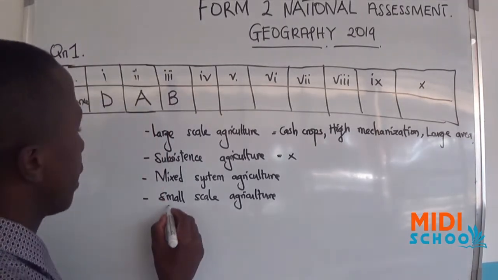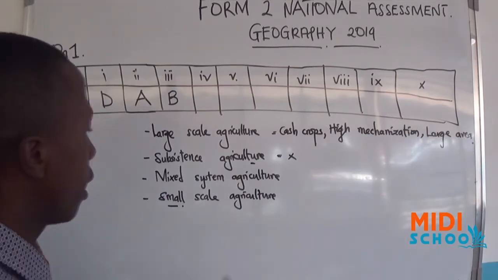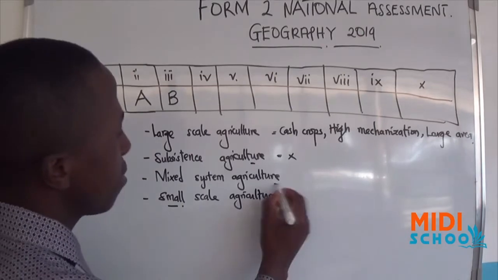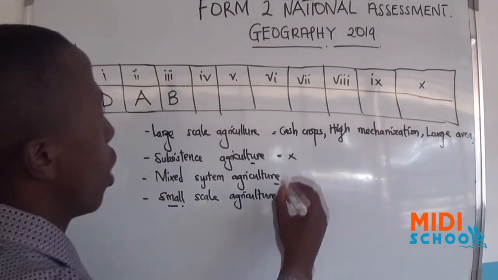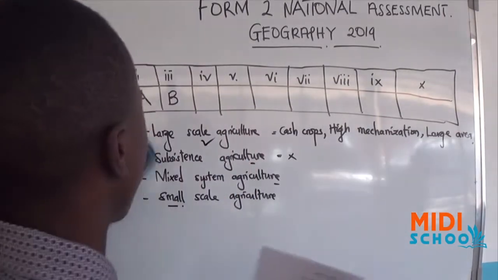Small-scale agriculture resembles subsistence agriculture. As we see, local farmers are just cultivating crops for food. But the mixed is just intercropping. So large-scale agriculture is exactly our answer.